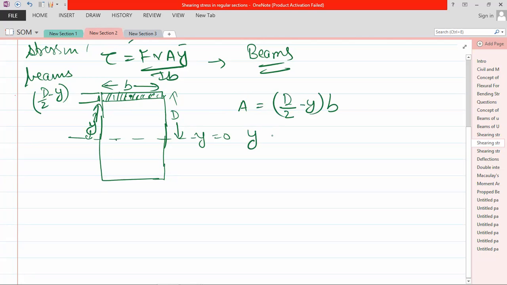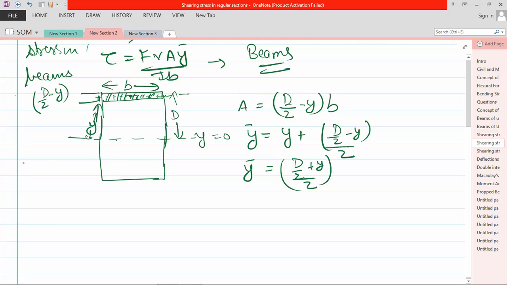Okay, now y bar is equal to y plus width by 2. Okay, means this is the width after half. This is the y bar from the base plane. So it will be equal to d by 2 plus y by 2. Okay, y bar. Now suppose the shear force at that point is F.